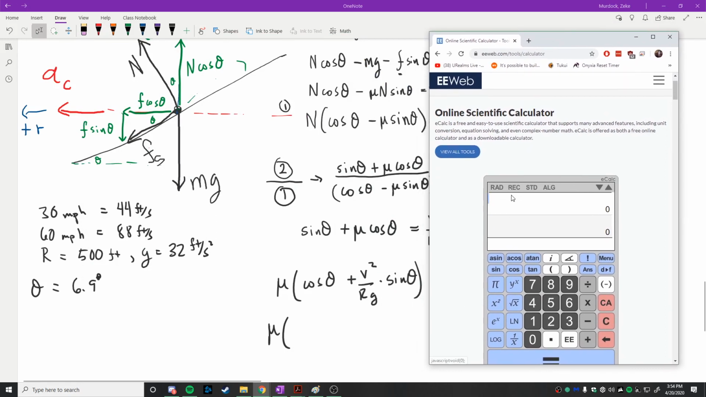So, left-hand side. This equation here, we're putting this in degrees. So it's the cosine of 6.9 degrees plus v squared, so that's 88 squared divided by RG, so divide by 500, and then we also need to divide by 32, and then that's multiplied times the sine of 6.9. I want you guys to calculate this too, just in case I make a mistake. So this is 1.051.